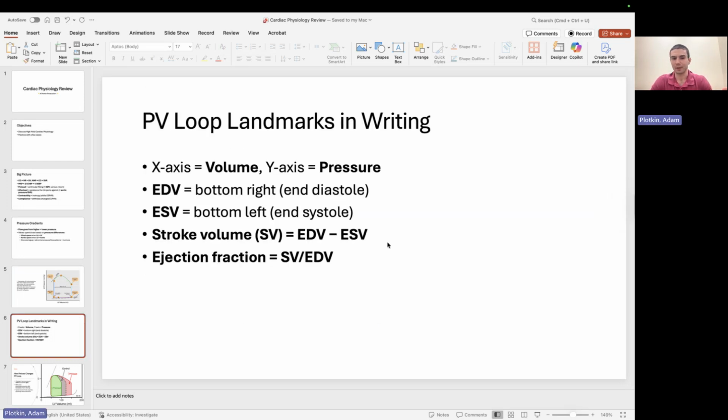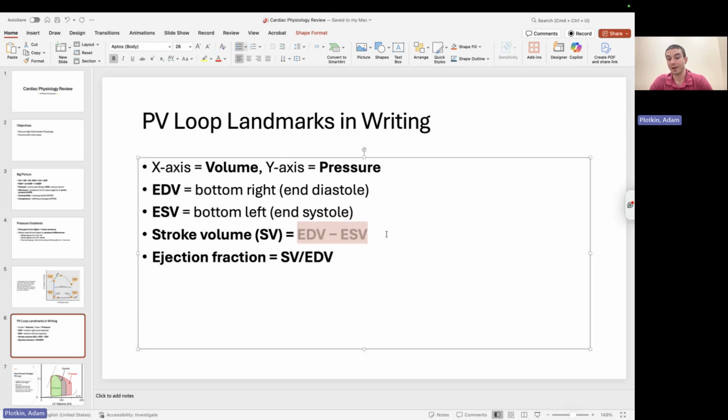Okay. So PV loop landmarks, right? This is just in writing, literally everything I said. The x-axis is the volume, the y-axis is pressure, with end diastolic volume at the bottom right and end systolic volume at the bottom left. Stroke volume, right? This is an important equation: end diastolic volume minus end systolic volume. What do we start with? Right at the start of systole. What do we end with? Right at the end of systole, right?